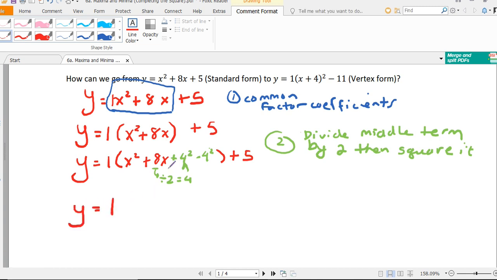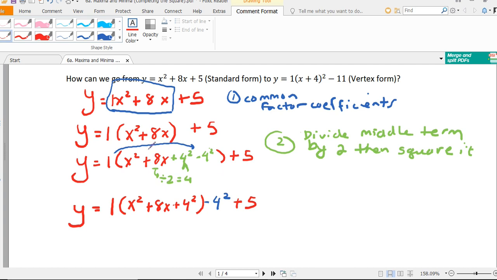Okay. Now, what do I do next? Next, I'm going to bring this other 4 squared out. So what I'm going to do is multiply the 1 times the 4 squared to bring it out of the brackets. Okay, so 1 times 4 squared would give me -4 squared. Now I'm going to copy down the rest, so I still have a plus 5 there, and then copy down whatever was in the bracket. Well, what was in the bracket? X squared plus 8x plus 4 squared. I know it's 16, but I'm just going to leave it as 4 squared for now.